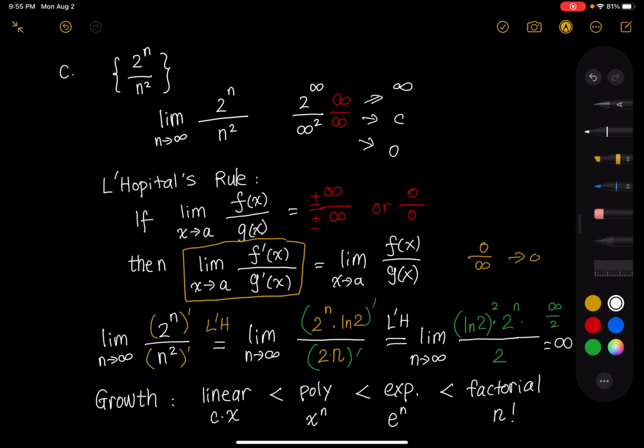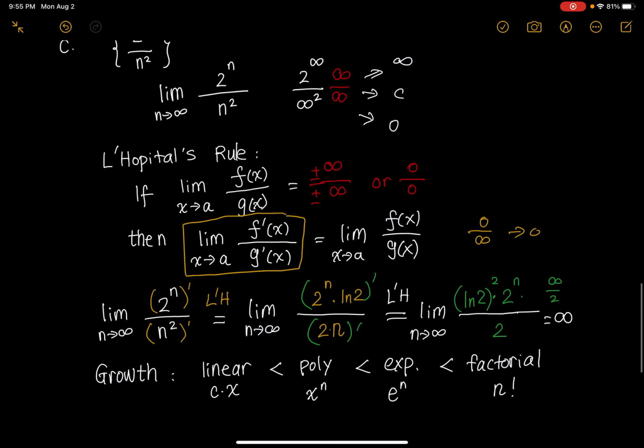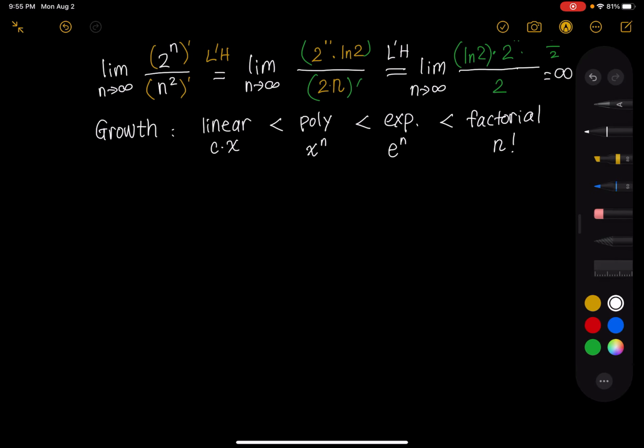Now, because we have an exponential over a polynomial, we know the exponential grows way faster than the polynomial. We know that the infinity on the top is bigger. So we will get infinity. So that is a general rule. But if you don't know about this kind of rule, just apply L'Hopital's rule. So that is part C. Part D.